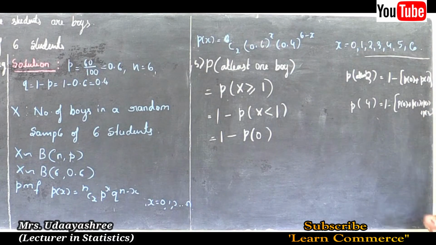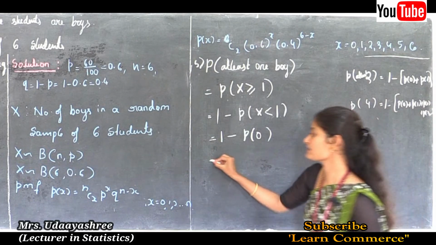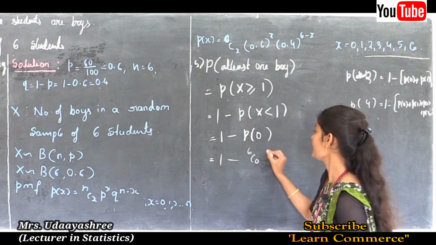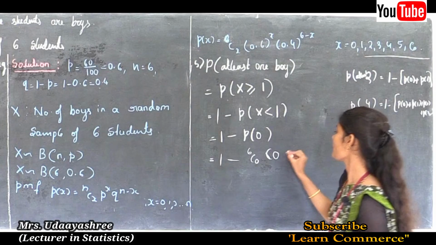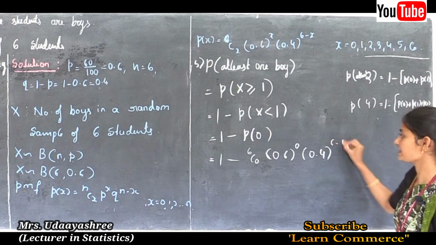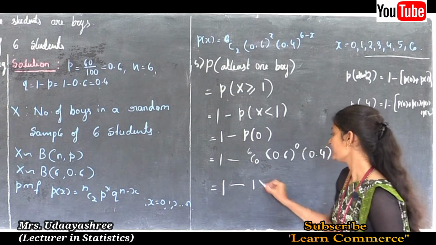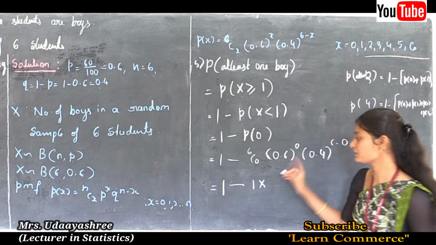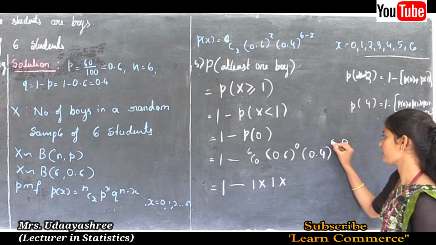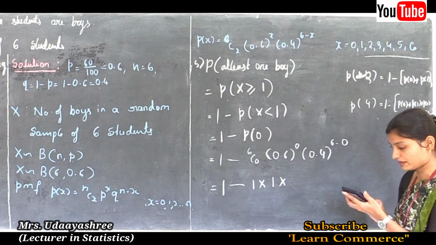Okay, this is the formula to calculate the at least method. Now I will substitute the values. That is 1 minus P of 0, which is 6C0 into 0.6 to the power 0, then 0.4 to the power 6 minus 0. This is equal to 1 minus, 6C0 is 1, into 0.6 to the power 0 is 1, into 0.4 to the power 6 minus 0.